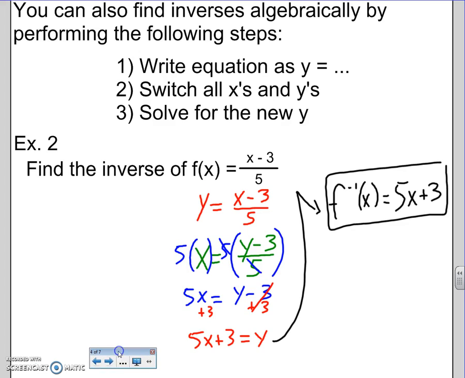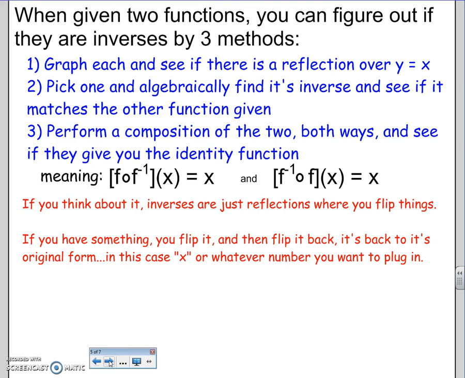Alright, and lastly, when given two functions, you can figure out if they're inverses by 3 different methods. The first one's graph each and see if there is a reflection over y equals x, but that's a lot of work. Second is similar to what we just did. You pick one of the two and algebraically find its inverse by doing those 3 steps and see if it matches the other function given. That's pretty easy to do.